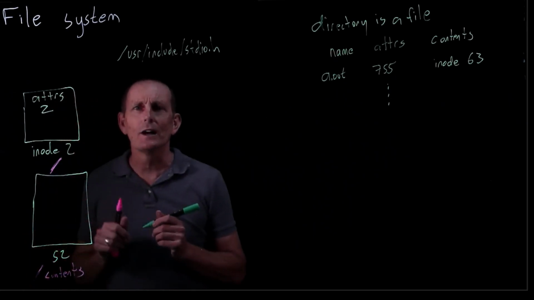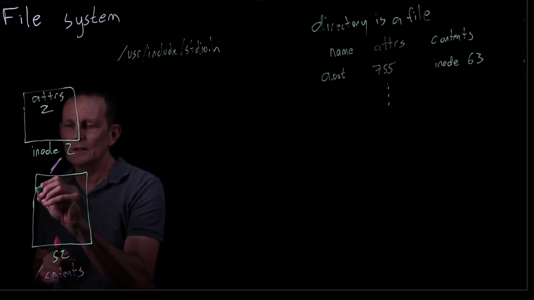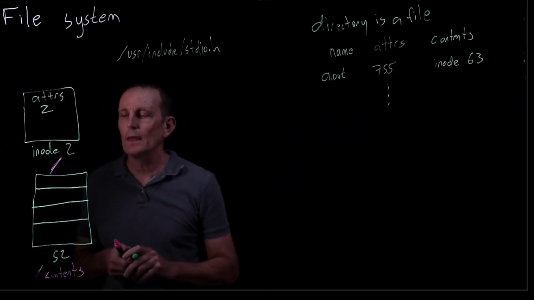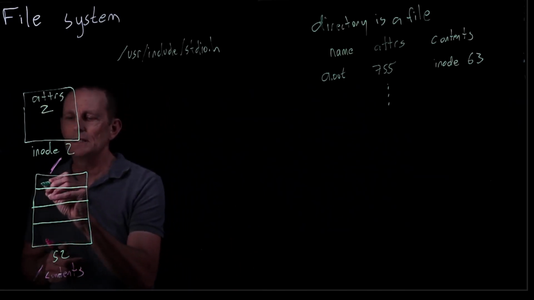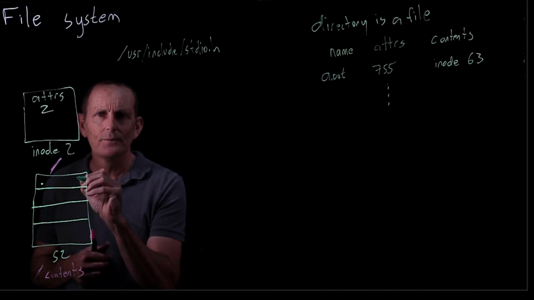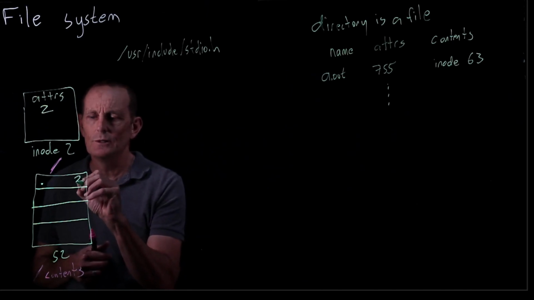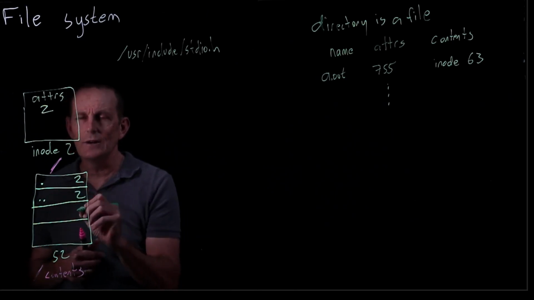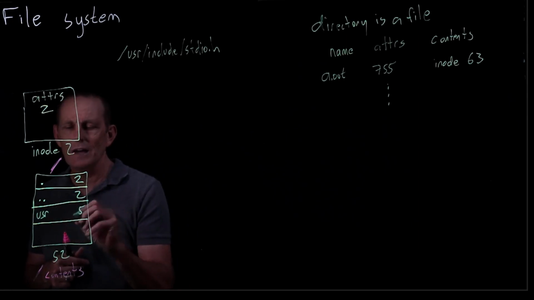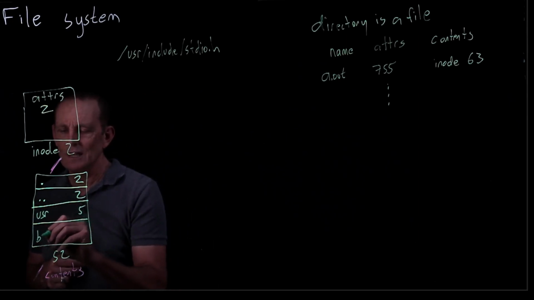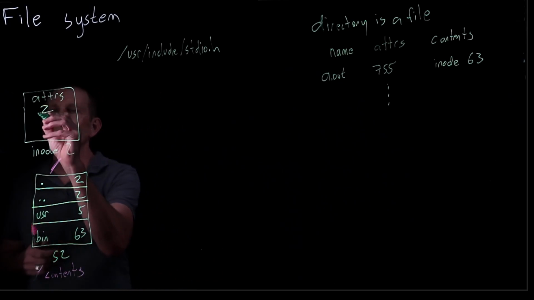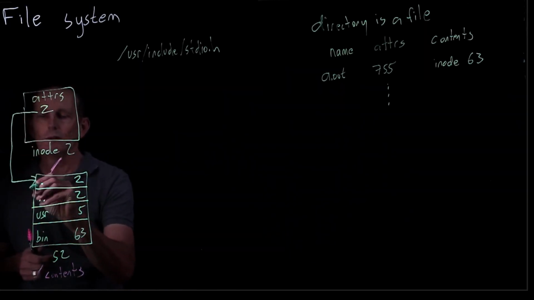So we'll have a 2 here. And then let's look at the contents of inode 2. Well, we're going to have some different contents. I'm going to assume we have 4 here. Our contents are going to be the name dot, and the location is going to be inode 2. Dot dot is going to be inode 2. We're going to have, let's say, user is inode 5, and what else do we have in slash? Bin is inode 63. So 2 is a pointer down to here.